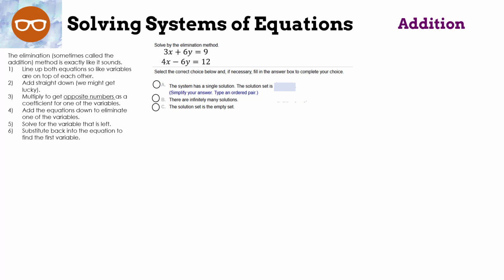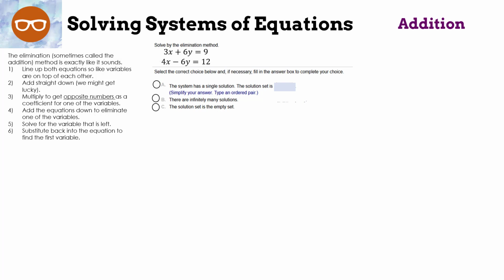If we don't have a 0x or a 0y when we add straight down, we need to multiply either the first equation or the second equation or both of them so that when we do add down, we have a 0x or a 0y. We'll solve for the variable that's left and then back substitute. All right, let's do one.